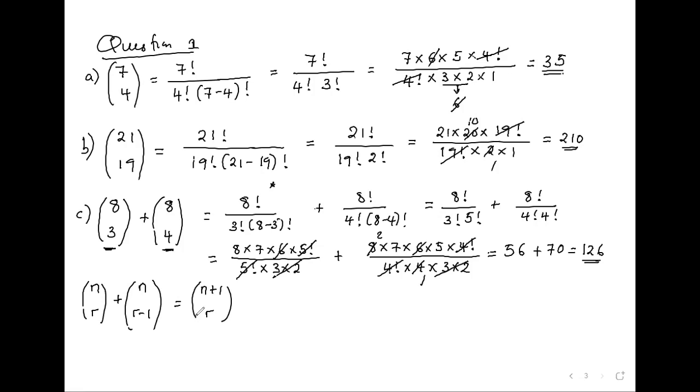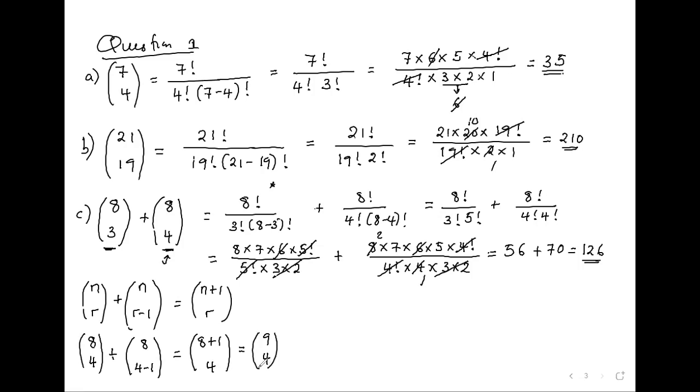So if you look at here, we have 8 as our n, and then we have 4 from this one, and then 4 minus 1 is 3, so we have 4 minus 1 plus, meaning that this is the same thing as 8 plus 1 over 4 to be our r. So this is going to be 9 choose 4.